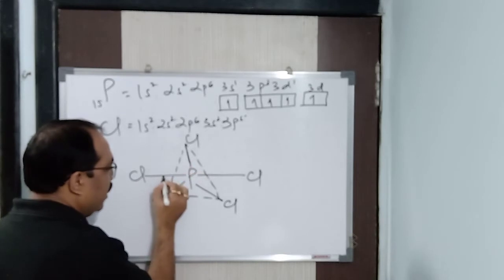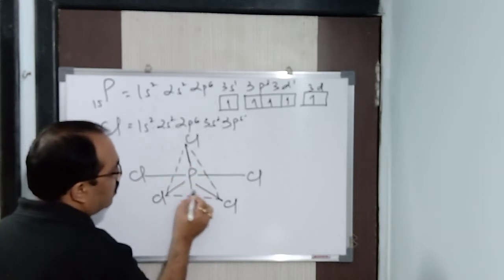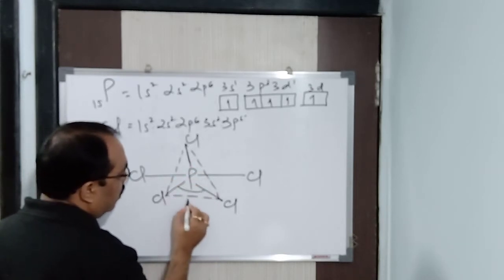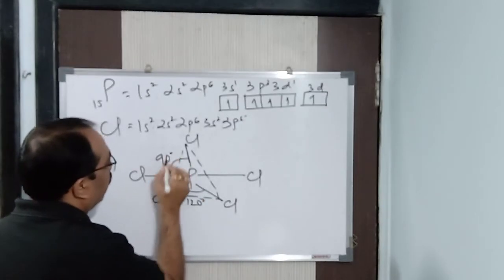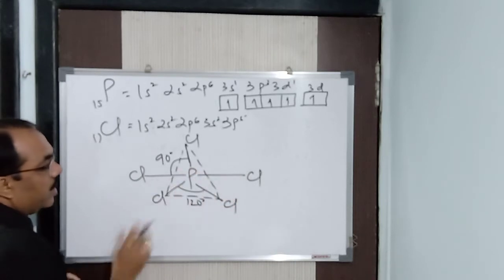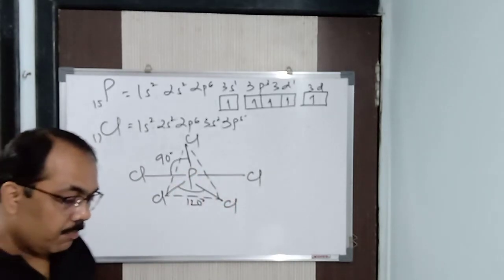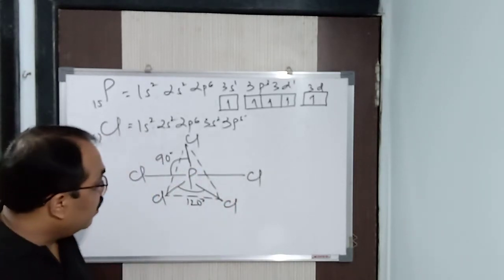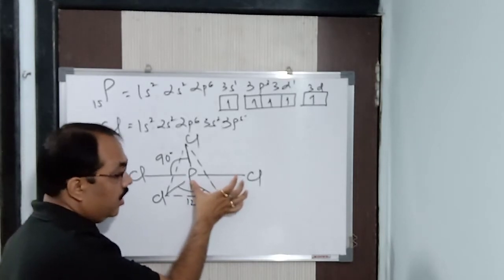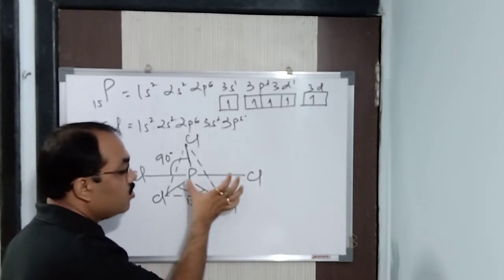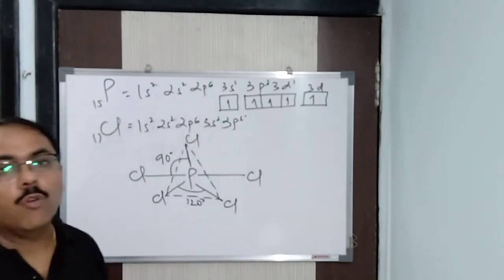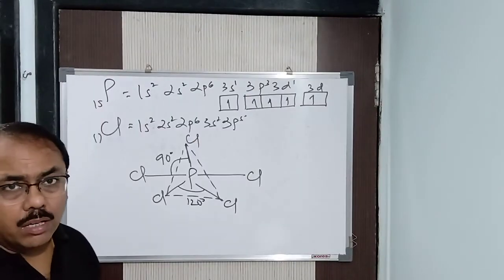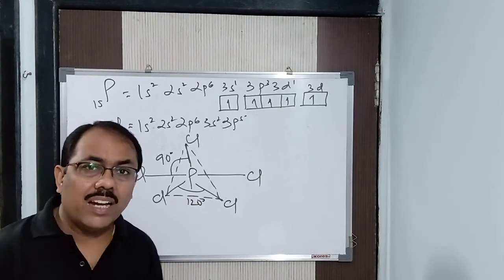So this angle is 90 degree and this angle is 120 degree, isn't it? And the axial bond, you can see I have drawn slightly bigger. In the PCl5 molecule, the axial bond length is 215 picometer and the equatorial bond length is 204 picometer, so it is slightly bigger.